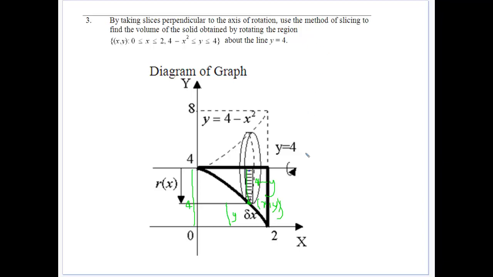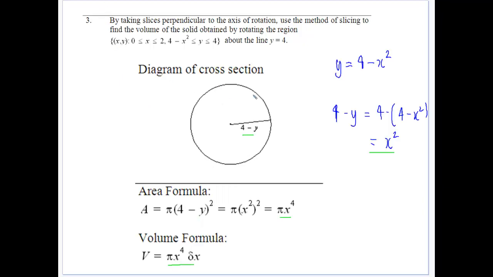So this time we're rotating around y is equal to 4. It's similar to what we did with the x-axis. This time our thickness is delta x. Again, to get our cylindrical disc, our radius is 4 to the center of the disc and y to the edge of the disc. So we get our radius as 4 minus y, and our area would be pi times 4 minus y, all squared.